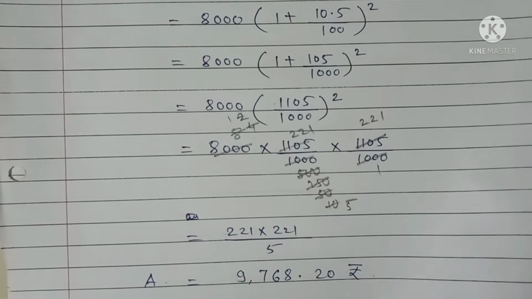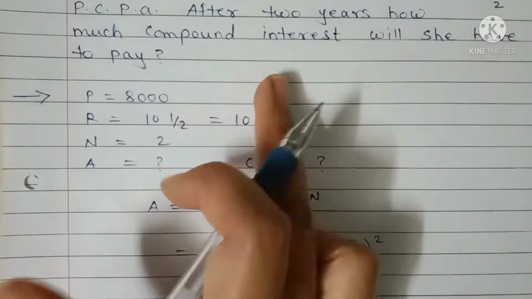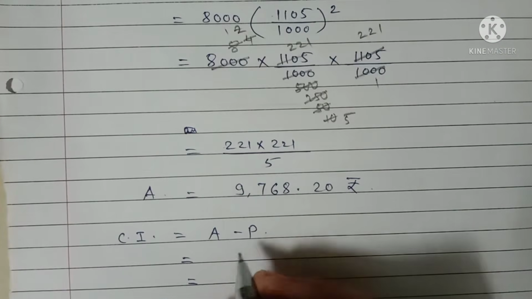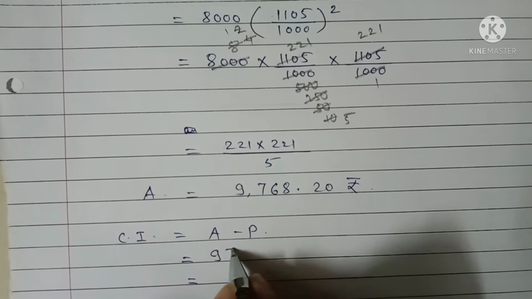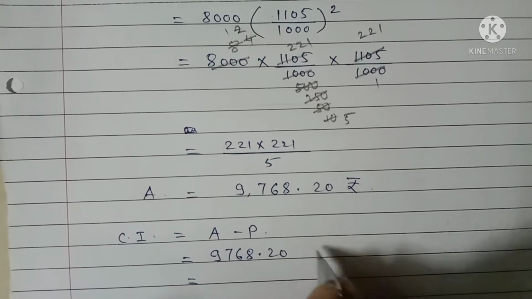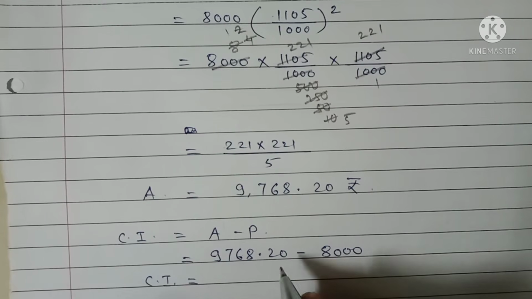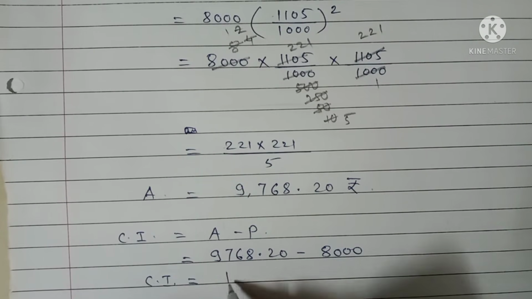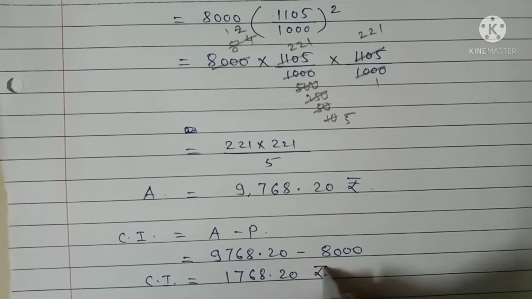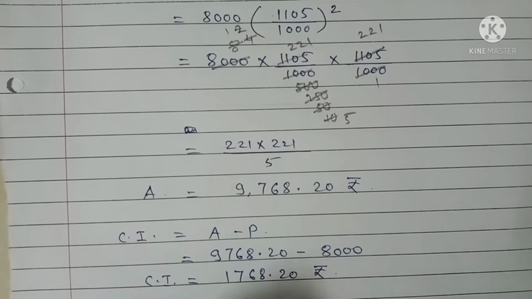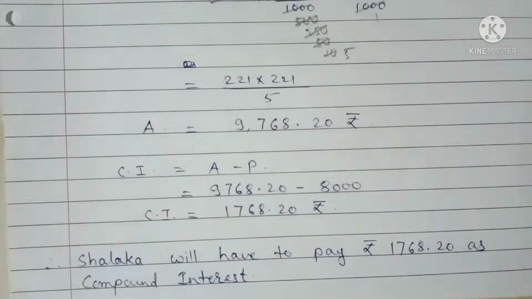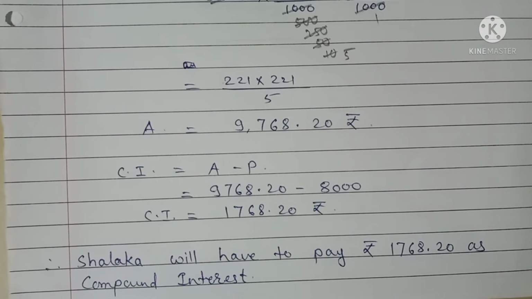And what you have to find? Compound interest. Amount is 9768.20 minus principal is 8,000. Means your compound interest is 1,768.20 rupees. Therefore, Shalaka will have to pay rupees 1,768.20 as compound interest.